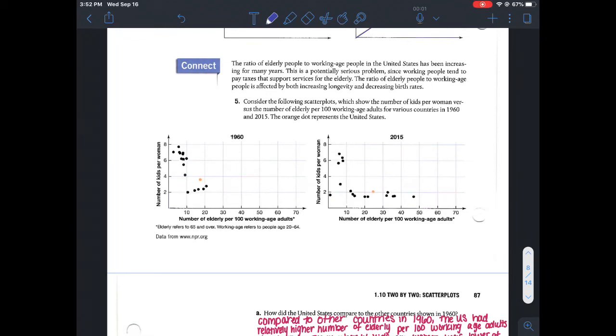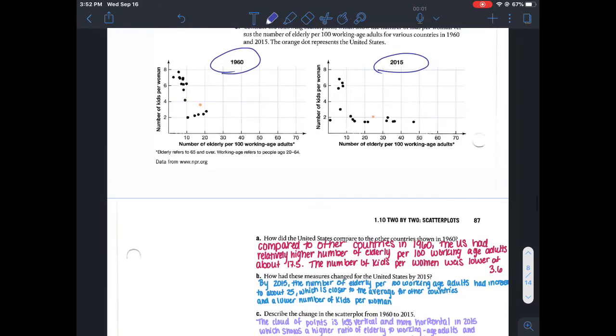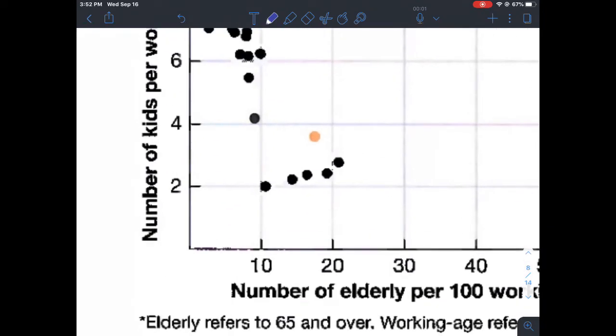So consider the following scatter plots that shows the number of kids per woman versus the number of elderly people per 100 working age adults for various countries in 1960 to 2015. The orange dot represents the United States? Again, I wrote in my answers because they are long and I don't want to write them. So how did the United States compare to other countries shown in the 1960s?